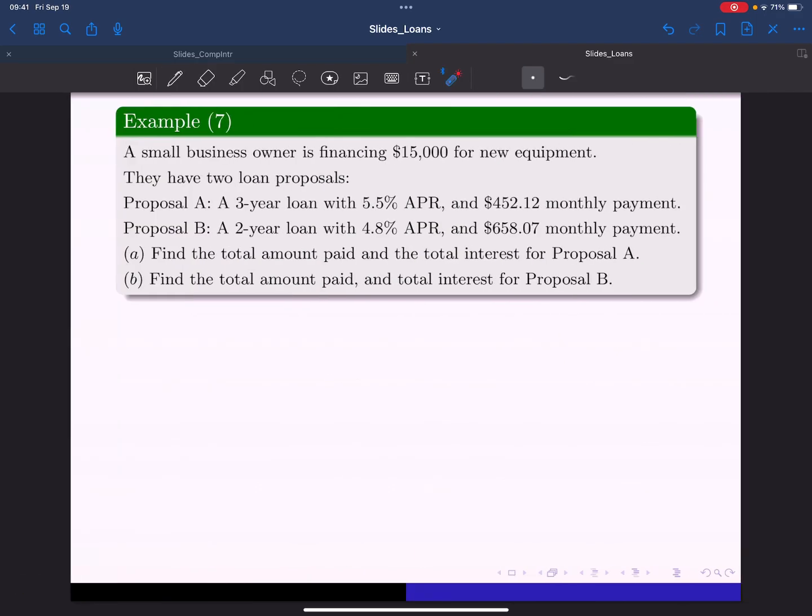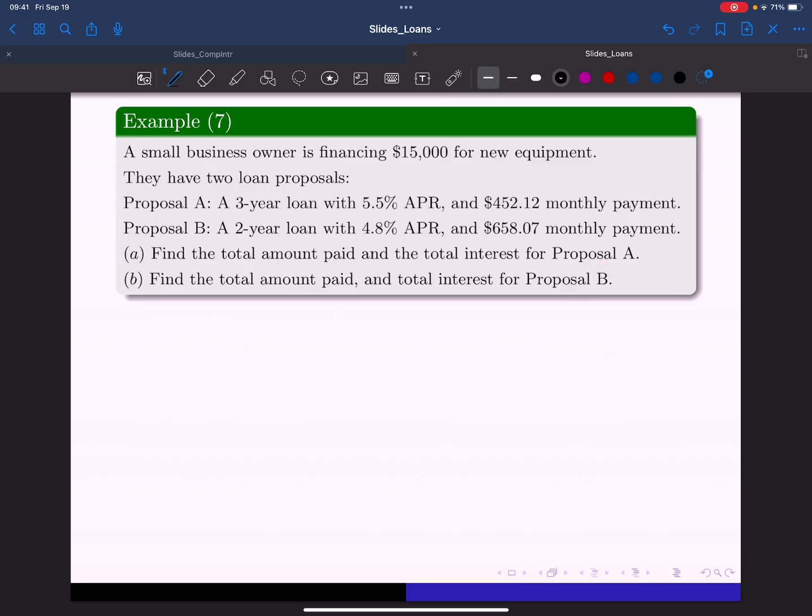Example 7. A small business owner is financing 15,000 for new equipment. They have two loan proposals. Proposal A, a 3-year loan with 5.5% APR and this monthly payment, or Proposal B, a 2-year loan, 4.8% APR and this monthly payment. What is the total amount paid and the total interest paid for Proposal A and Proposal B?